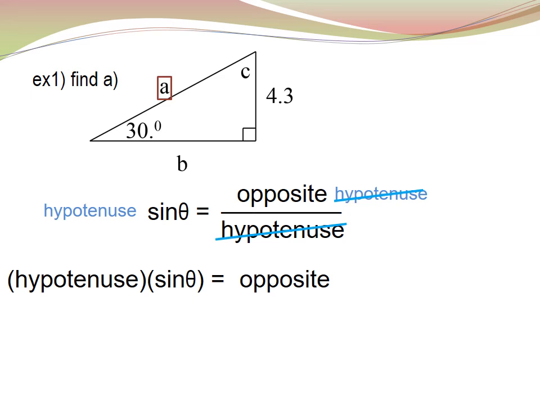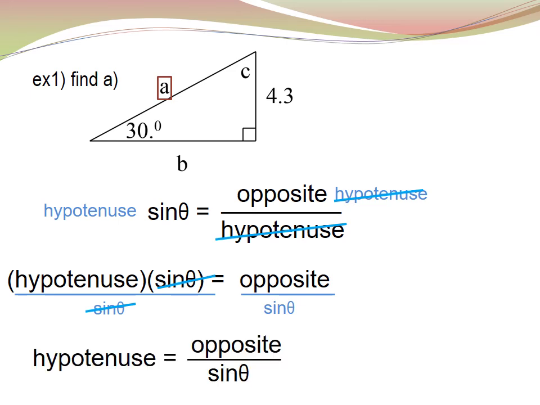Now again, I want to get hypotenuse by itself, so I'm going to move sine theta. I'm going to do that by dividing both sides by sine theta. So sine theta and sine theta on the left-hand side will factor out. Hypotenuse is now by itself. It's equal to opposite divided by sine theta. So 4.3 divided by sine of 30, and that gives me 8.6.